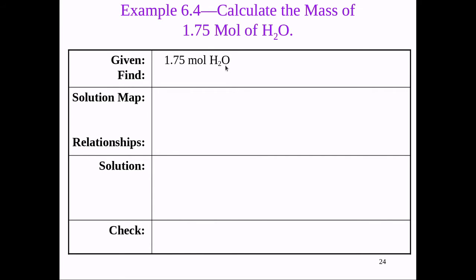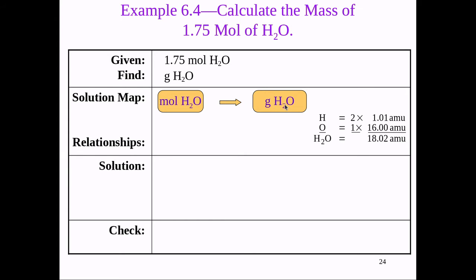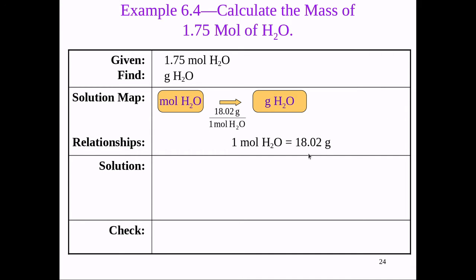We're given that we have 1.75 moles of water, just like we were before. We're asked for the mass, just as we were before. And our solution map is the same. The difference is we now can't just go straight to the periodic table and look up the mass of water. We have to look up the different parts of water and calculate its total mass. And then we can write out our fact that 1 mole of water is 18.02 grams.